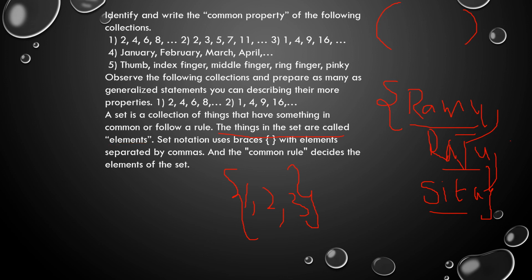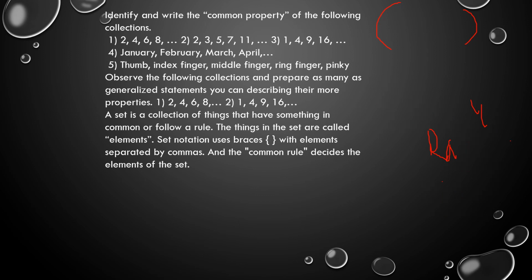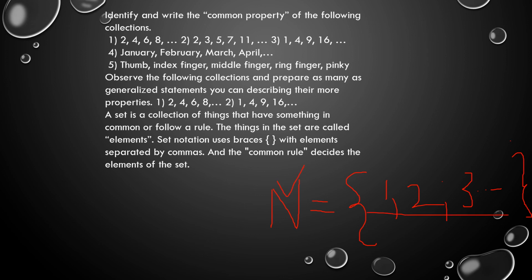So I am repeating: a set is nothing but a collection of things that have something in common or follow a rule. All sets are denoted by capital letters. Remember, sets are denoted with capitals. Already you know sets. N, the natural numbers, is a set. Set of natural numbers: 1, 2, 3 and so on. These are all elements and we separate them with commas. We use the flower braces. All sets are denoted by capital letters and elements are denoted by smaller letters.